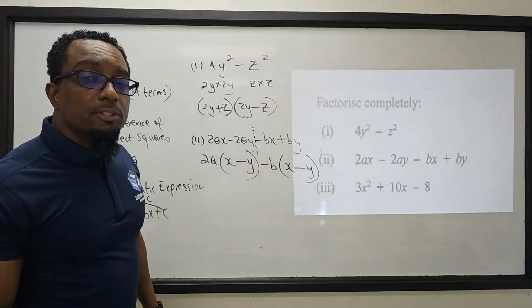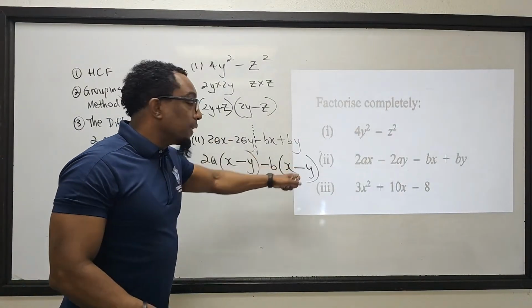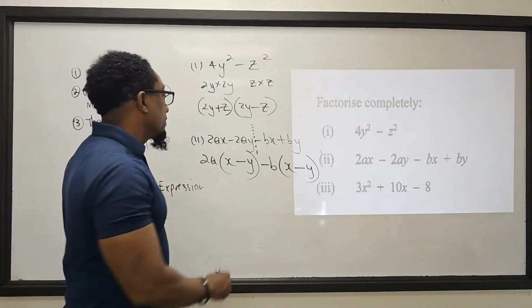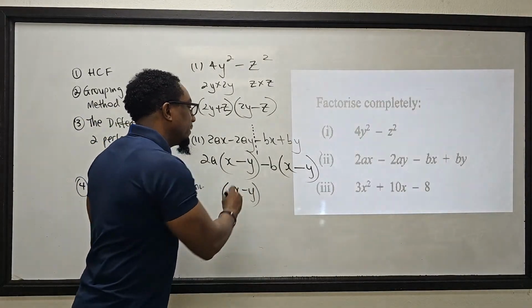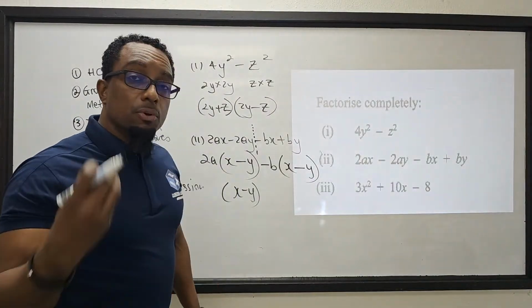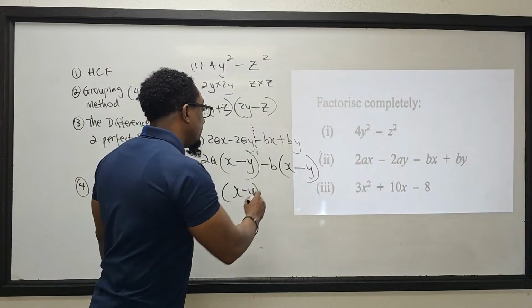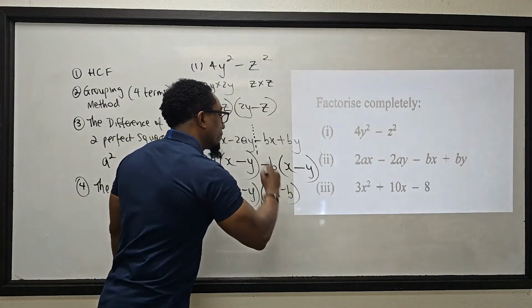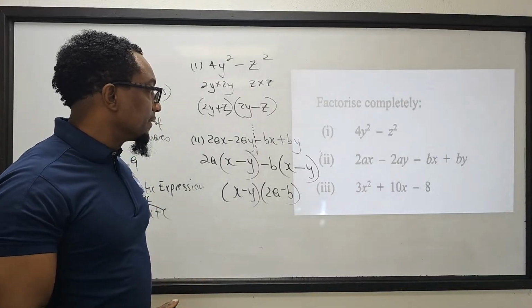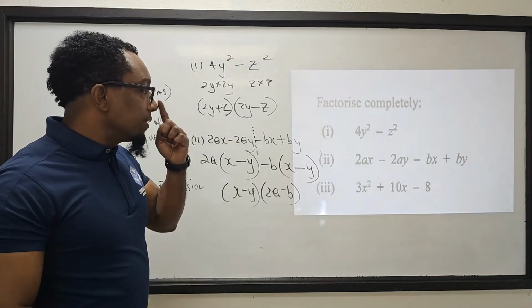We are on the right track because we have the same expression, x minus y in brackets. So we have one more step. We should take out x minus y as your common factor. You take it out as a factor, and what remains, which is your 2a and negative b, you place in the other bracket. And you have factorized it. Yeah? So let's look at the last one.